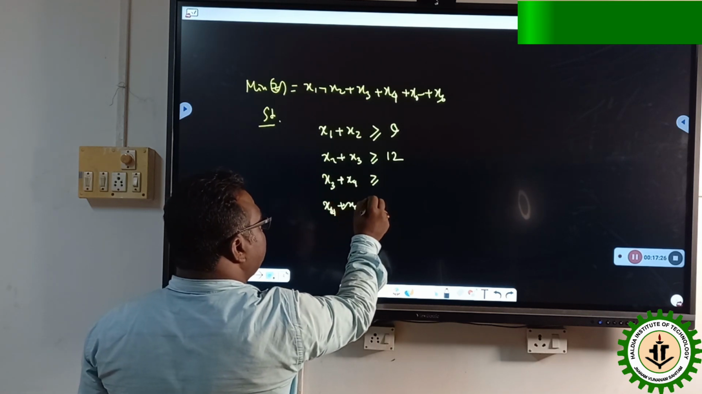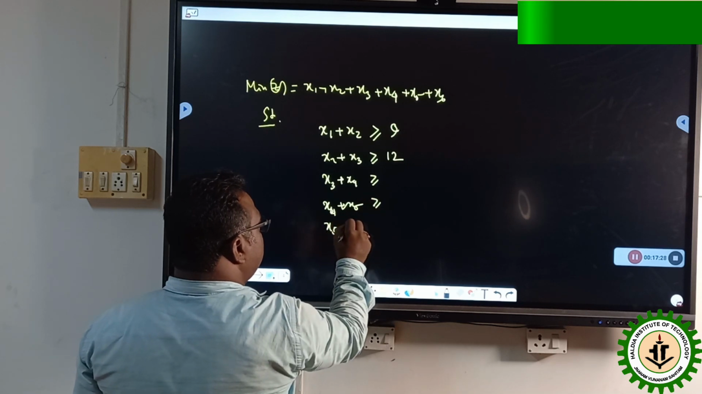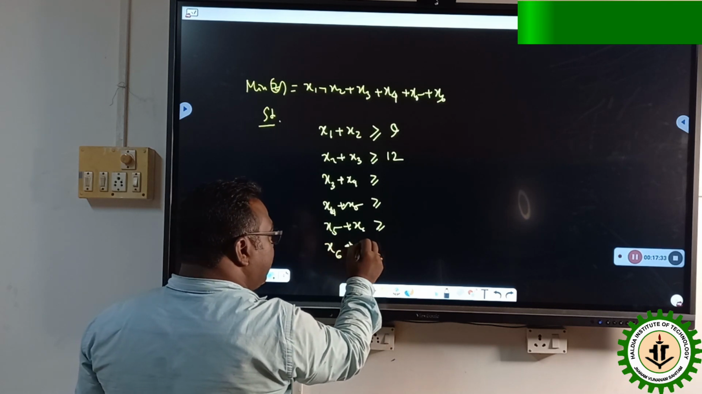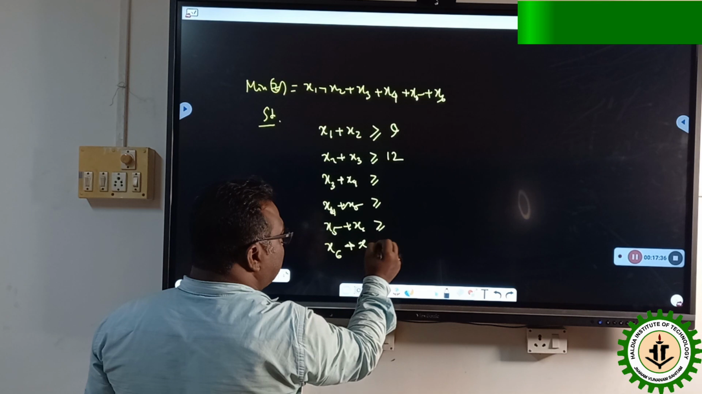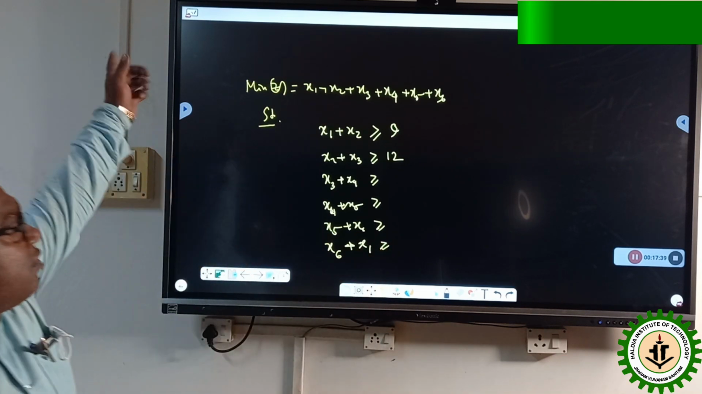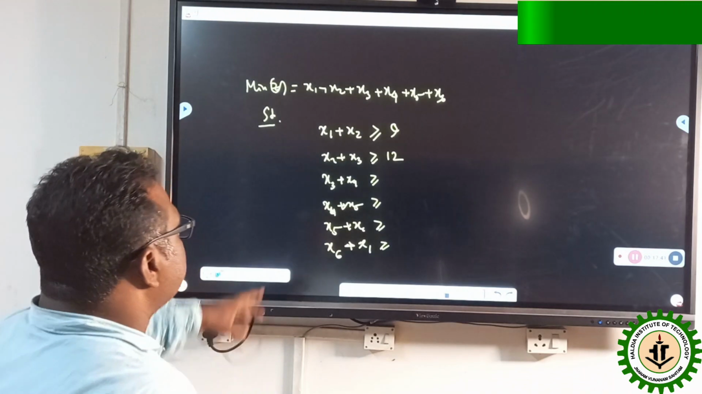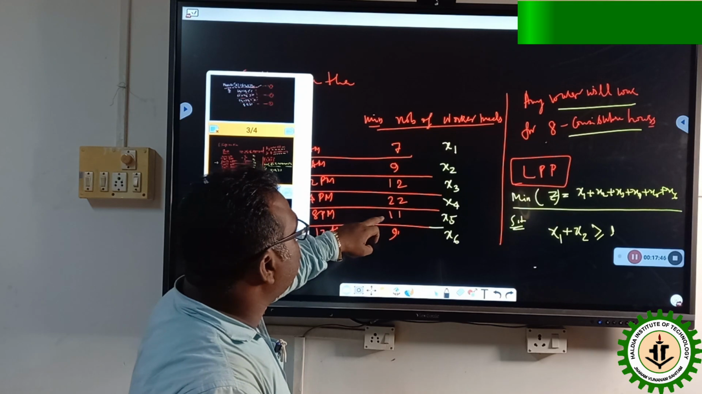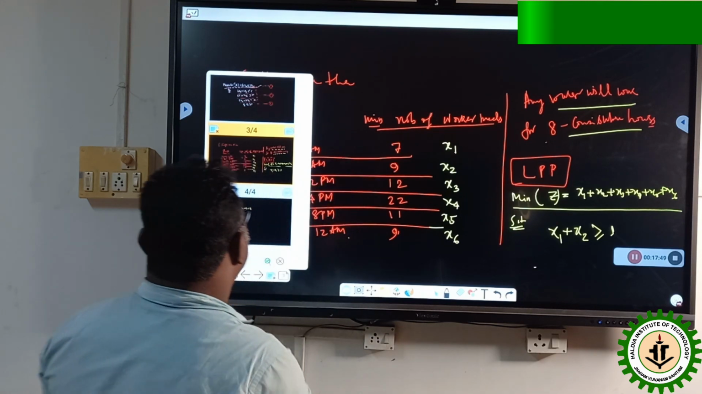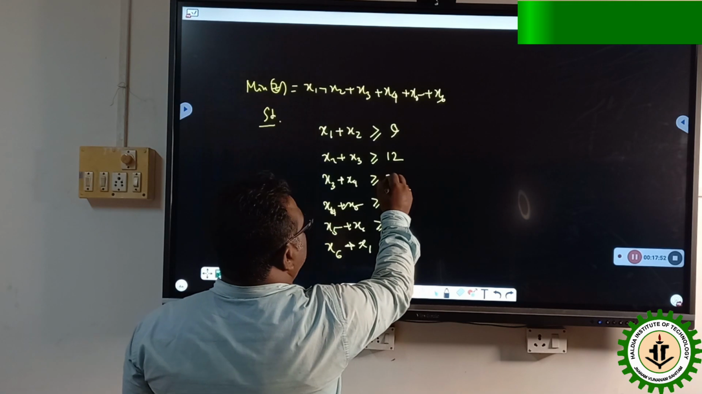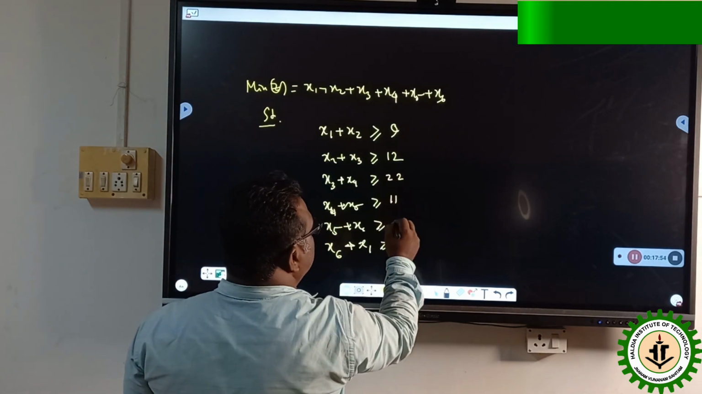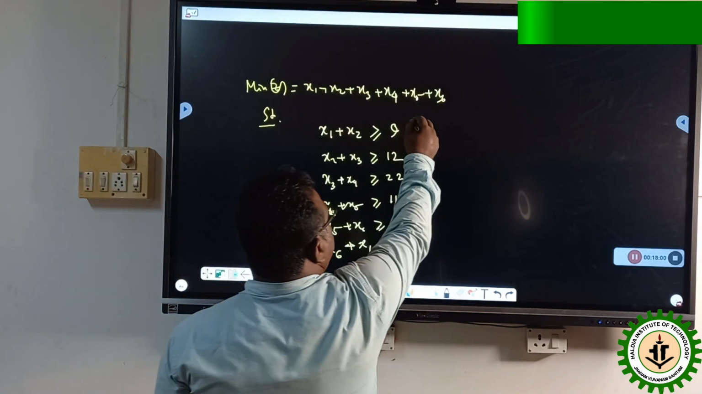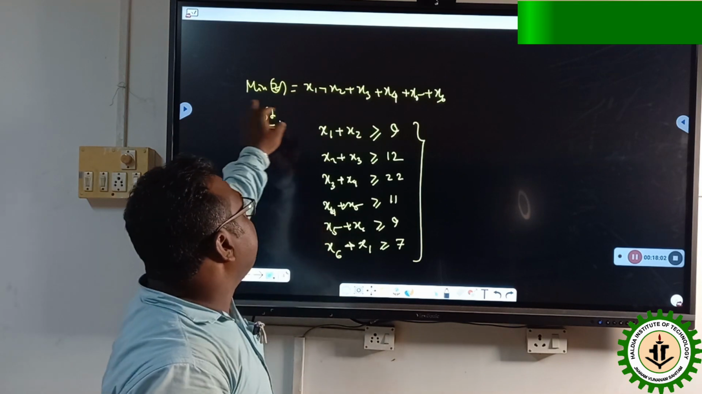x4 plus x5 greater than or equal to, x5 plus x6 greater than or equal to, and obviously those who are entering into the last session will do the work with the first session person. So that's why we are collectively getting these terms from here. These will be 22, 11, 9 and 7. So we are getting 22, 11, 9 and 7. So these are the constraints with respect to which we have to minimize this.